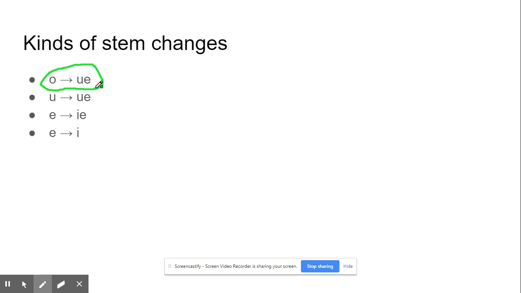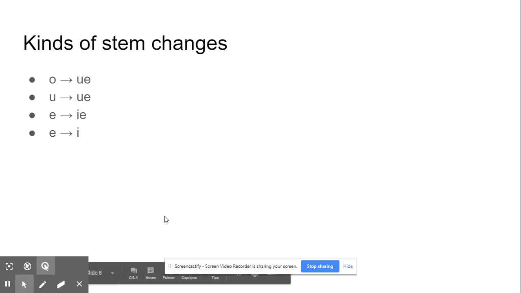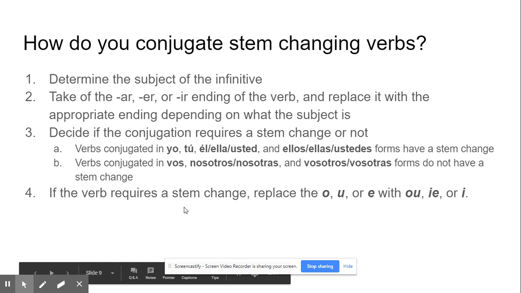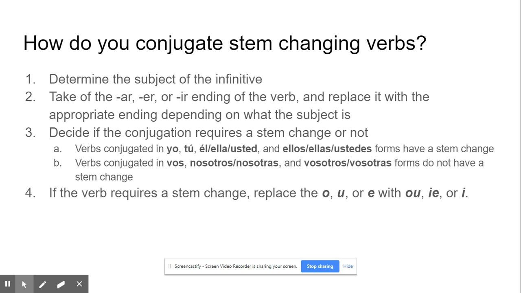There's an E to IE stem change, which means there's going to be an E in the stem that changes to IE. And the E to I stem change means there's going to be an E in the stem that changes to I. Now, if this feels a little bit confusing, it's going to help once we do some examples. So let's continue forward. Here are some instructions on how to conjugate stem changing verbs.